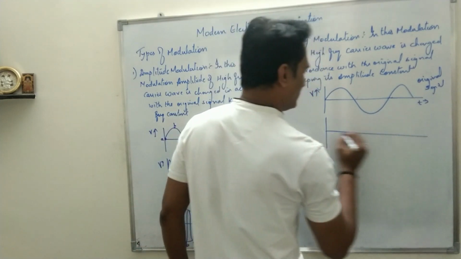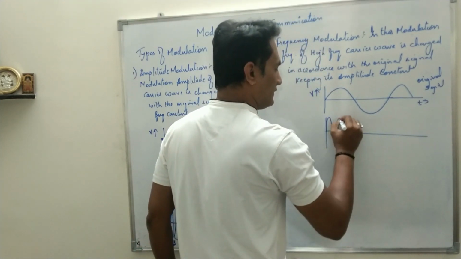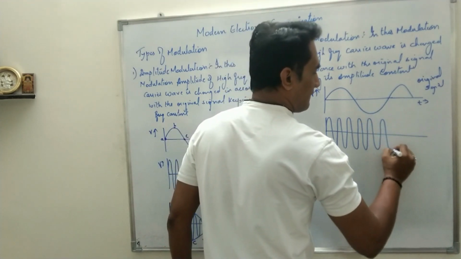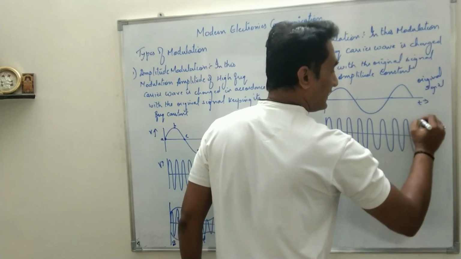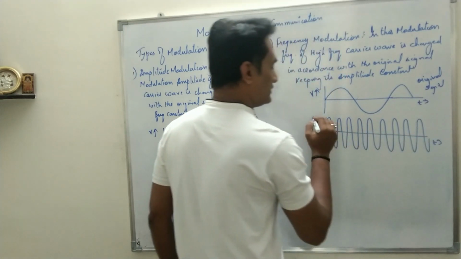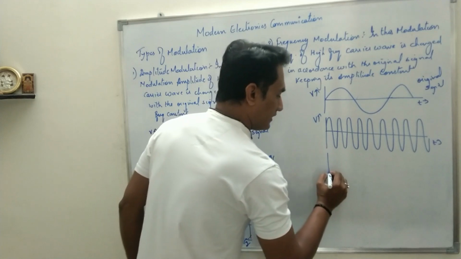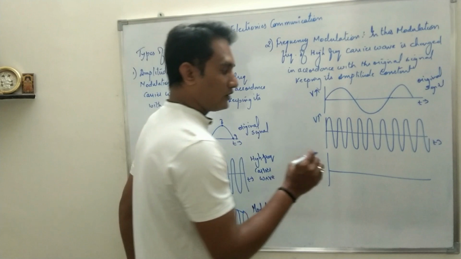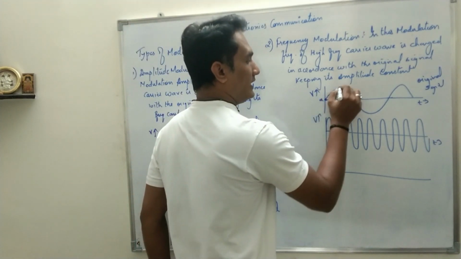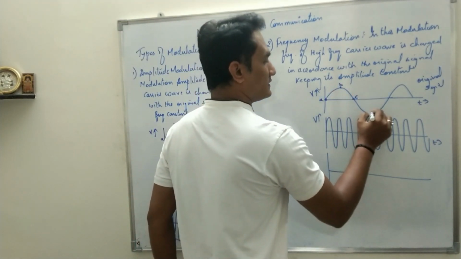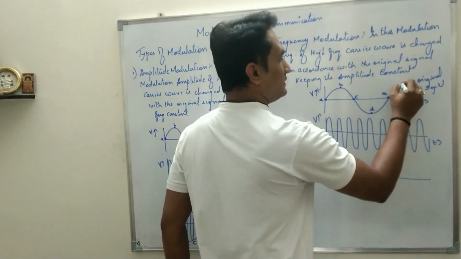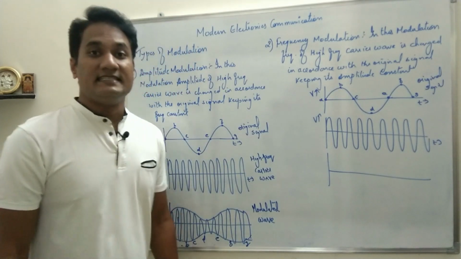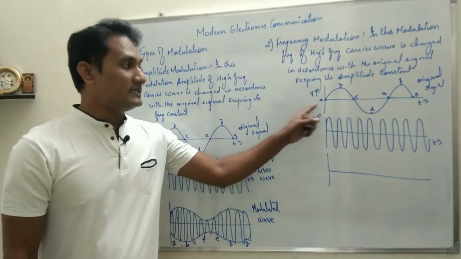Say this is your high frequency carrier wave, which has to be modulated in accordance with the original signal. And the third one of course will be the modulated wave. So in the modulated wave, again let this point be A, this is B, this is C, this is D, this is E, this is F, and this is G. So at points A, C, E, G, the amplitude is 0.